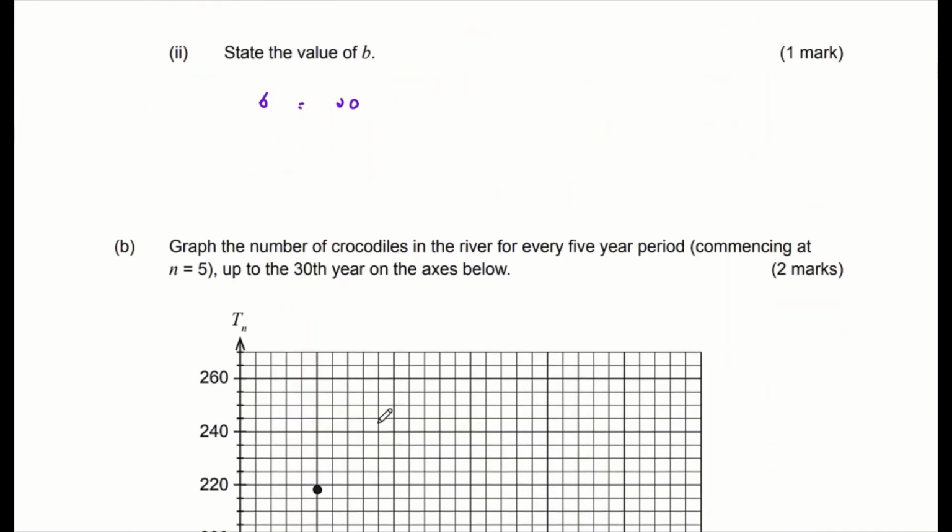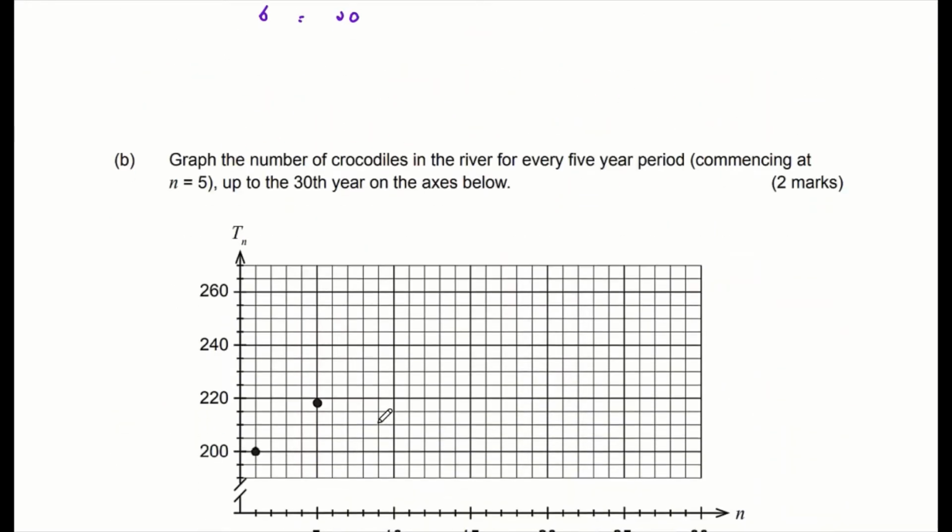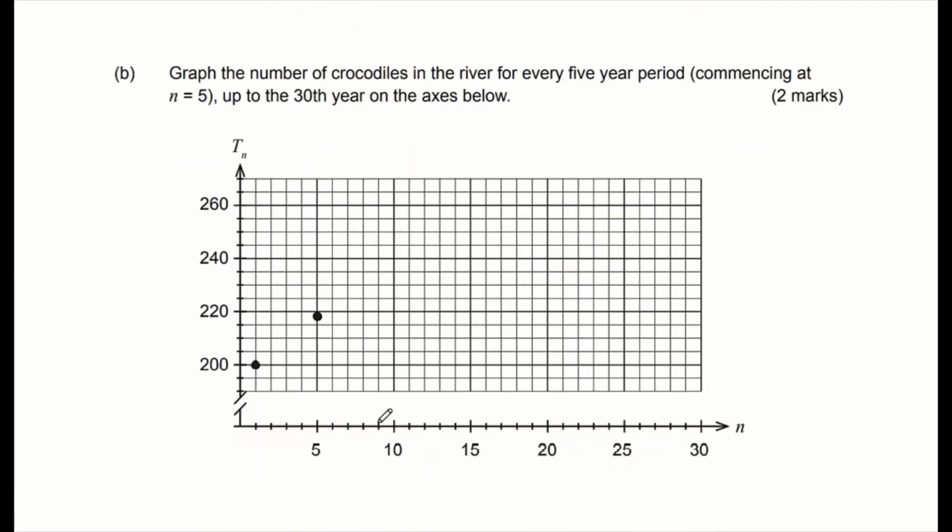Okay, so now the next part: graph the number of the crocodiles in the river for every 5-year period commencing at n equals 5 up to the 30th year on the axis below. For this, you might need to use your calculator to find the value for every 5-year period. Then after that, you graph that in. Okay, so let's look at our calculator.